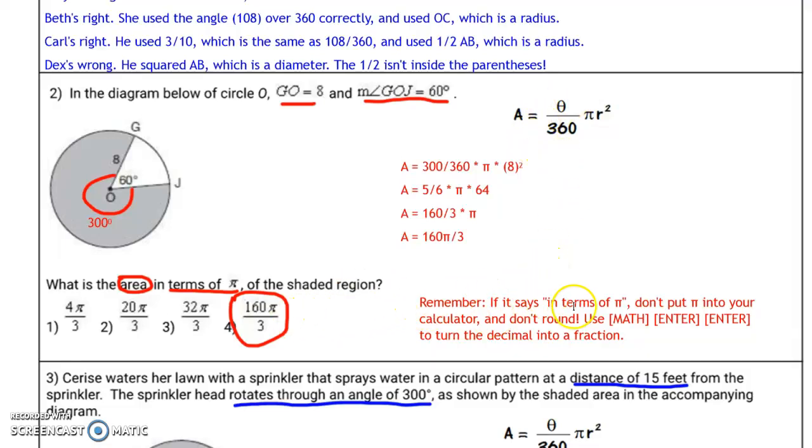And in this case, it says in terms of pi. So in terms of pi means I want pi in my answer, which means don't put pi into your calculator, because if you put pi into your calculator, it's going to give you a weird, crazy decimal. You're going to do all the other numbers. For example, here we did 5 divided by 6 times 64, and then pressed math, enter, enter to get a fraction. So that's 160 over 3. And remember, the pi goes in the top of the fraction because you're multiplying, you're not dividing by pi. So 160 pi over 3.